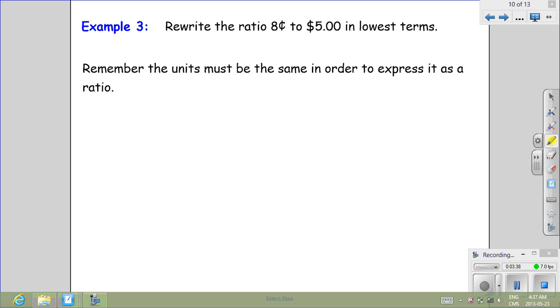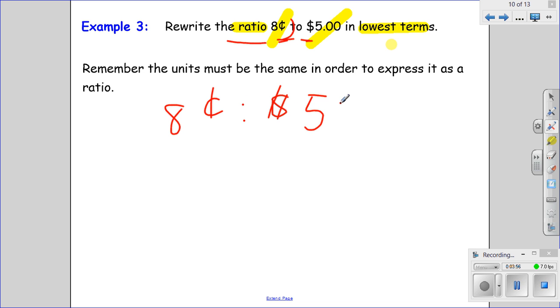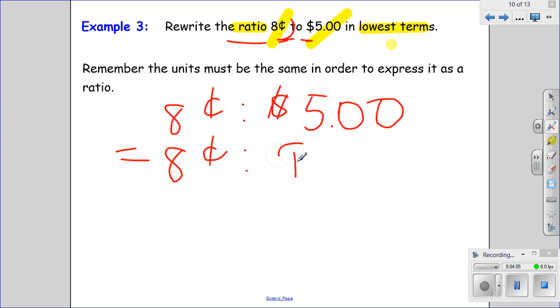Example 3, rewrite the ratio 8 cents to $5 in lowest terms. So what am I doing? I'm writing a ratio, 8 cents to $5, in lowest terms. I'm looking for a ratio. Oh, look at my units. Again, they're different. So I start with 8 cents to $5. And it's probably easier for me to change dollars to cents. And there's 100 pennies in a dollar, so $5 would be 500 pennies.